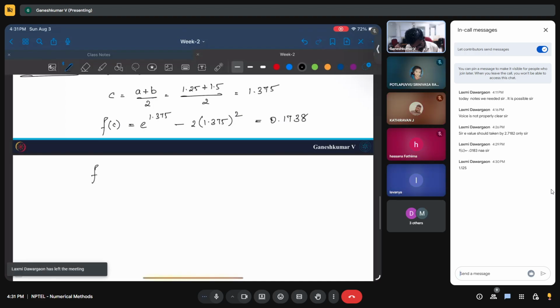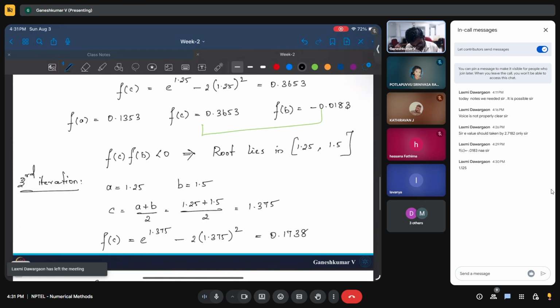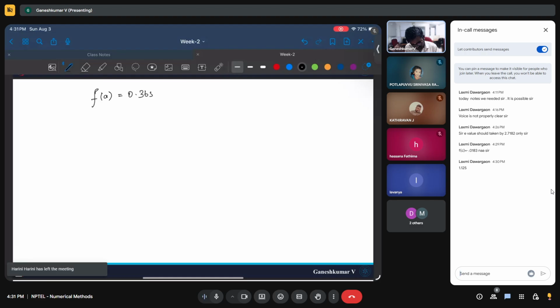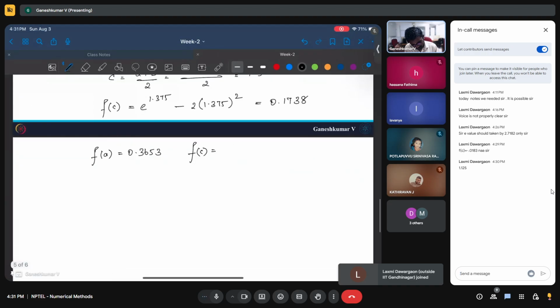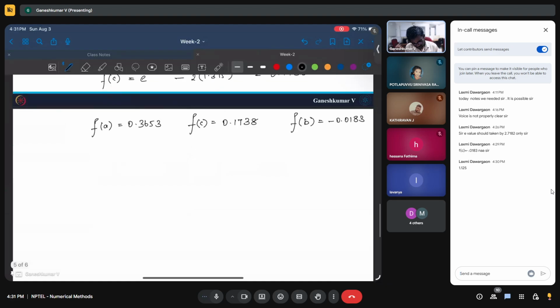F of A, which is f of 1.25, we found out to be 0.3653 from the previous iteration, and f of C we found out to be 0.1738, and f of B is going to be minus 0.018. Okay, now again you find out that between C and B is where your solution is.